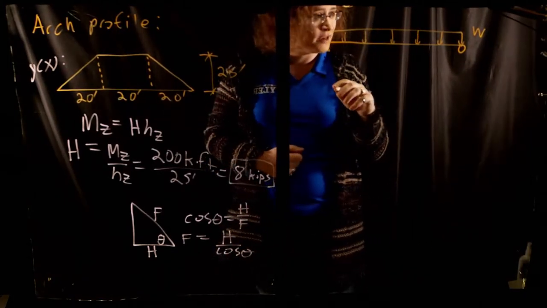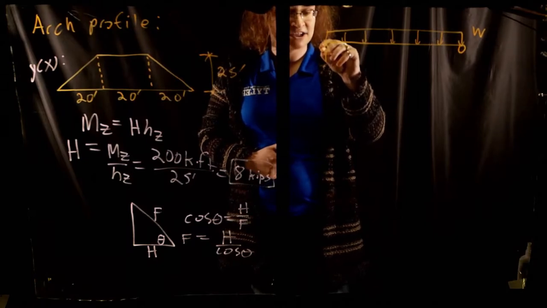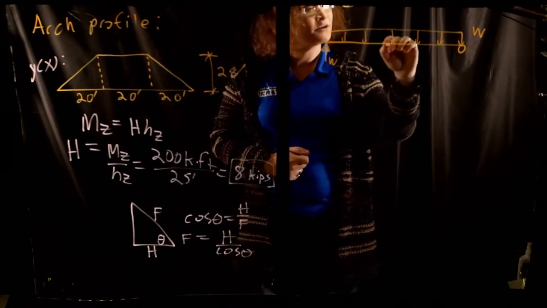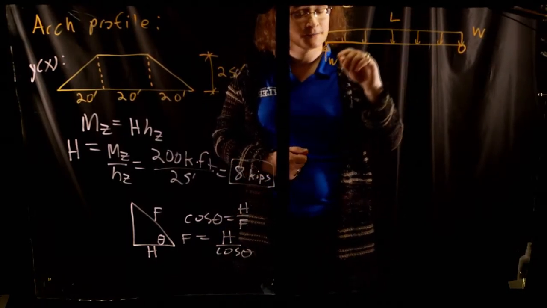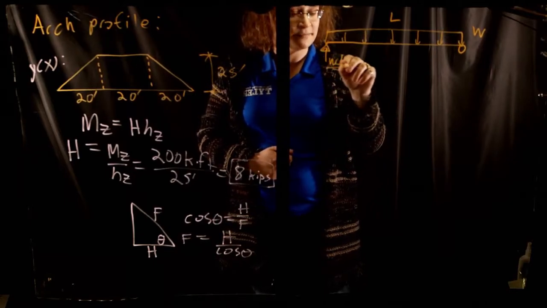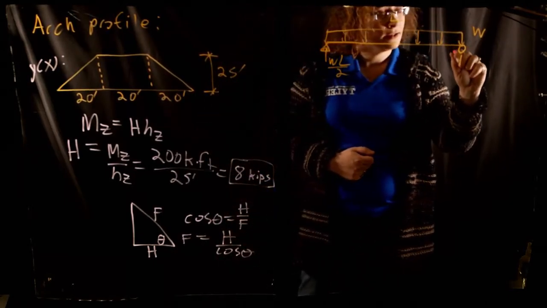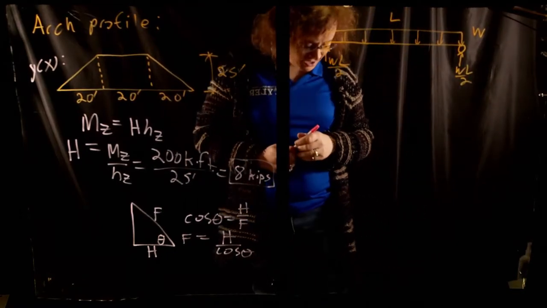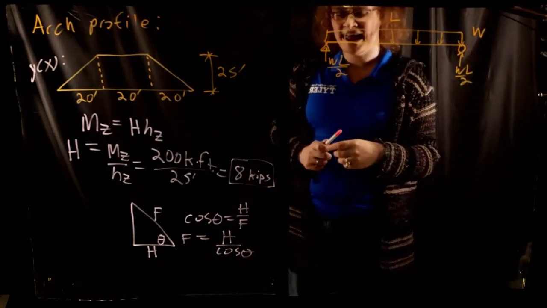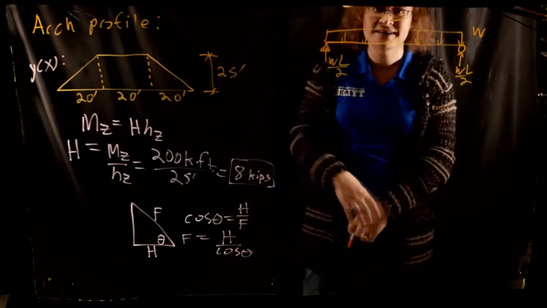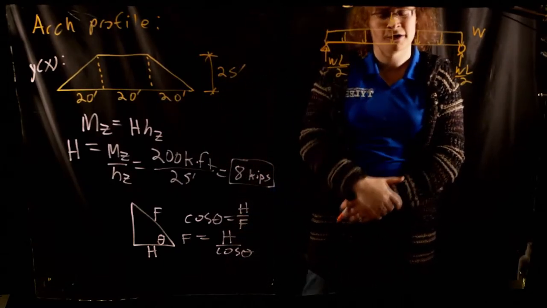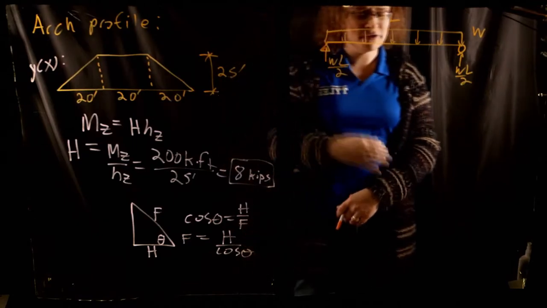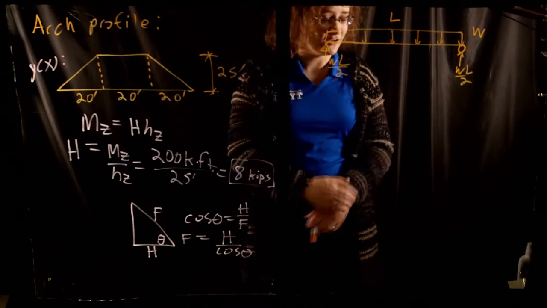And then we, of course, know that there are going to be reactions. I'm going to define its length as L. And then we'd have reactions WL over 2 and WL over 2. So I want to design a funicular arch to carry a uniform load. And this is what the equivalent simply supported beam would look like.